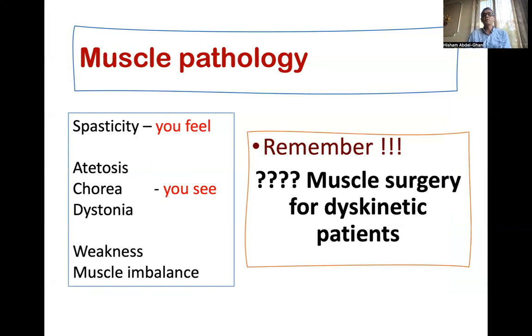And the delineation between these two types, either a dyskinetic or a spastic patient, is very important because we have to avoid surgery in the dyskinetic patient as much as we can. Surgery in the dyskinetic patient is very unpredictable, and releasing muscles for contracture in these patients may produce the opposite deformity. So we have to be meticulous and very cautious in dealing with patients with dyskinesia.